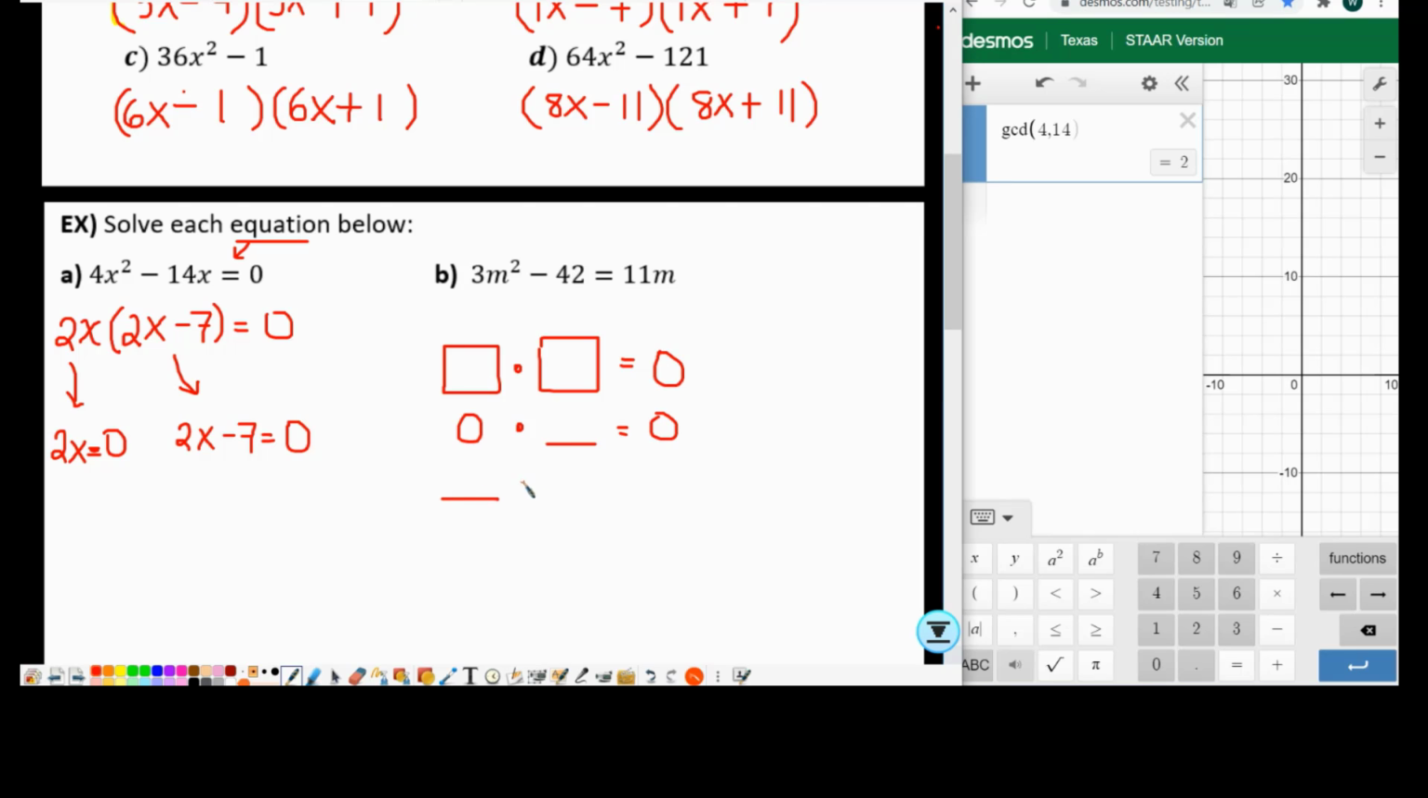Or maybe the first number is not 0, but the second number is 0. Okay, so that could happen.